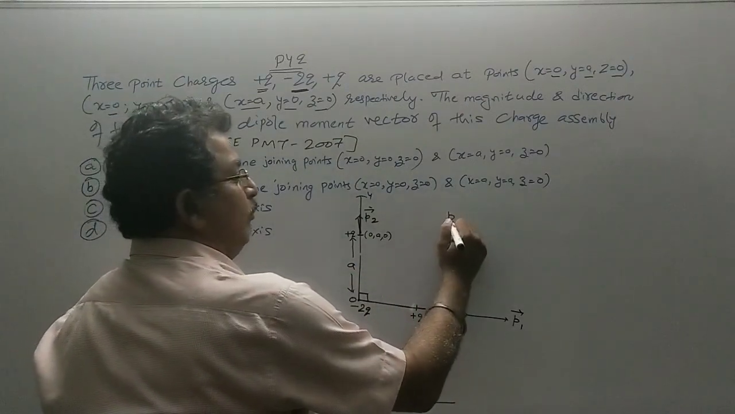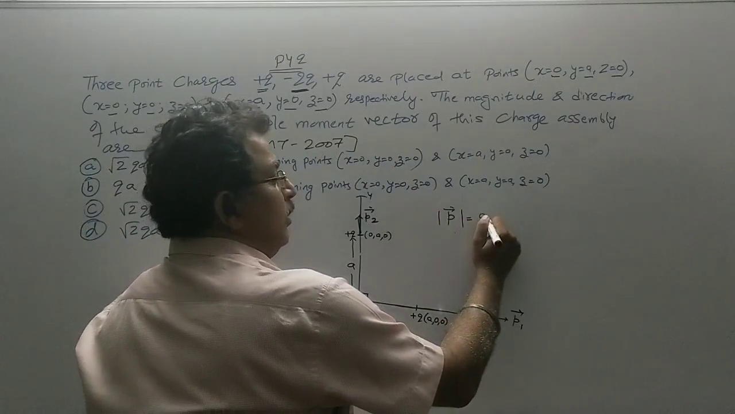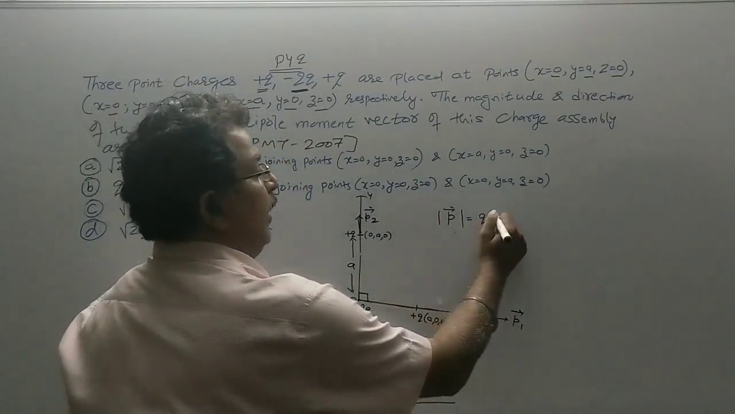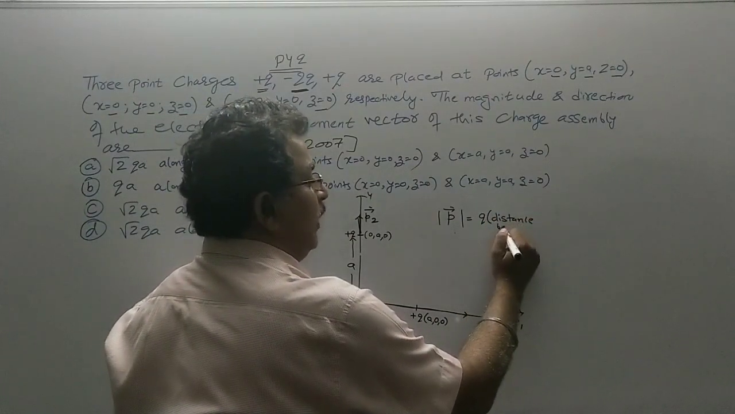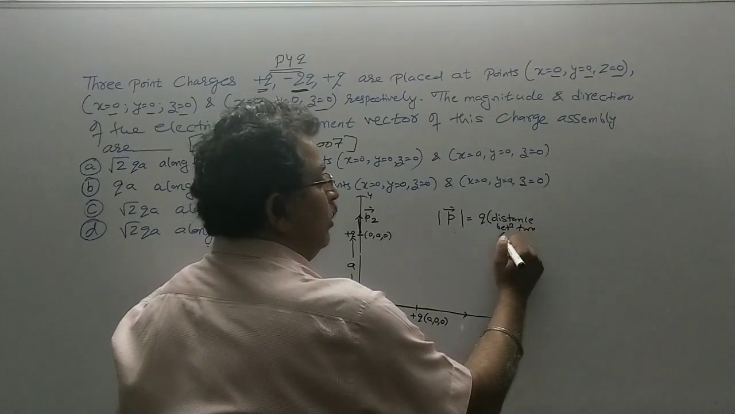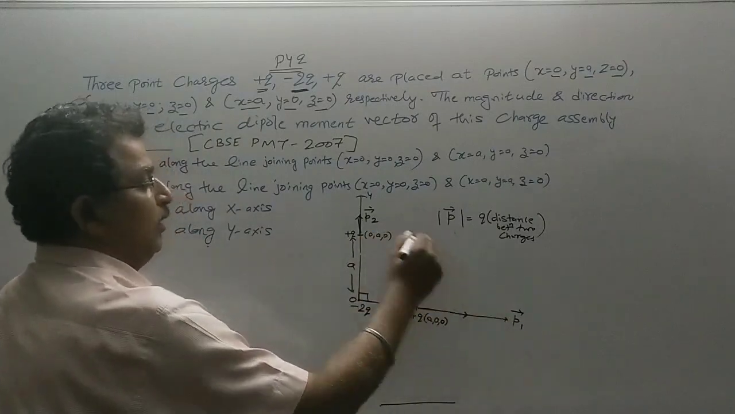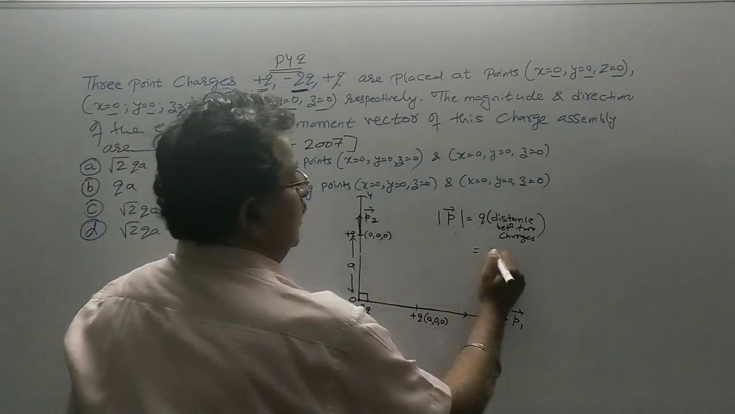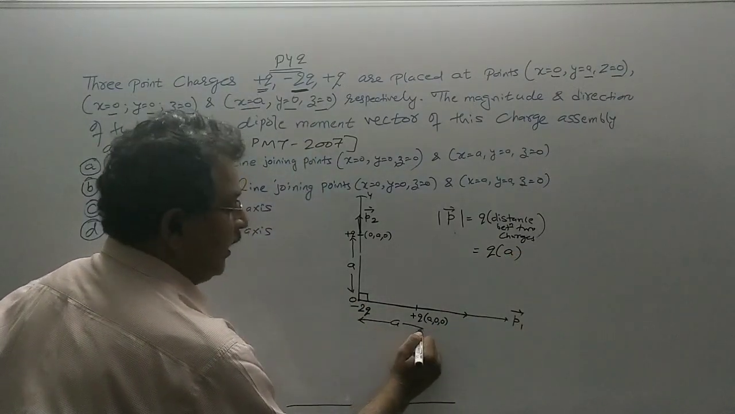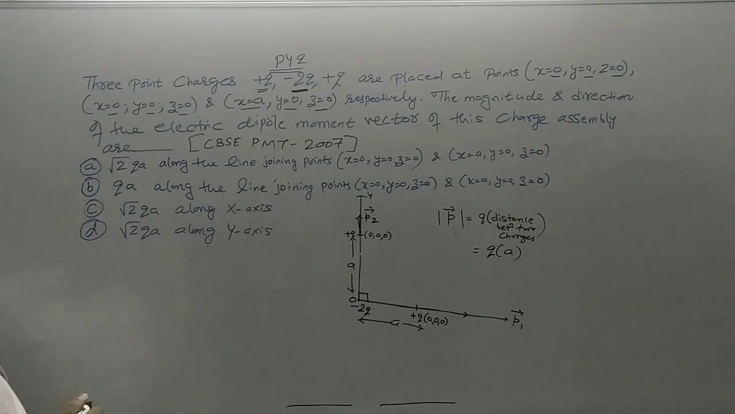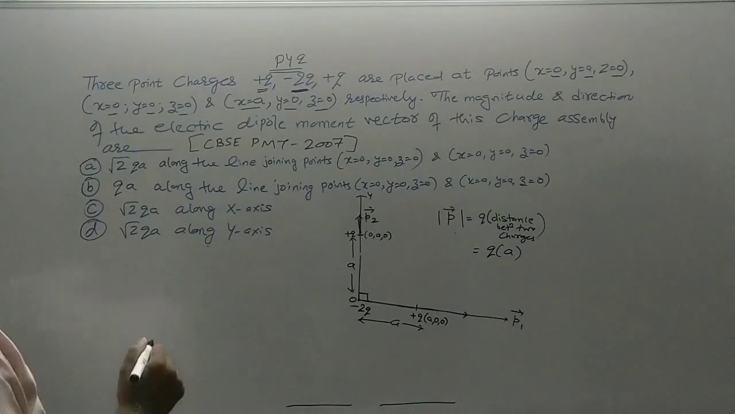Now we know that the magnitude of any dipole moment is equal to the magnitude of either charge times the distance between the two charges. So here you have two dipoles, one is P1, one is P2. The distance is a in both the cases. So this distance is also a, this distance is also a. So the dipole moment magnitude of both dipoles is qa.